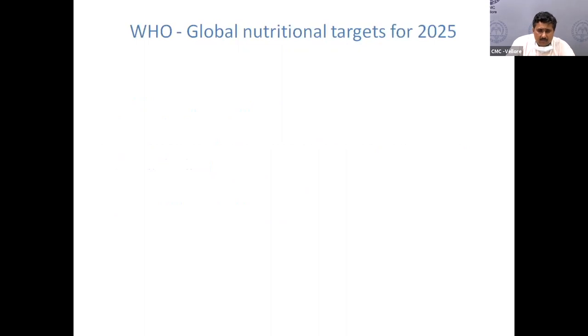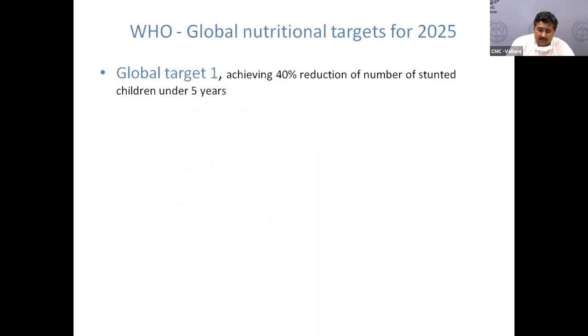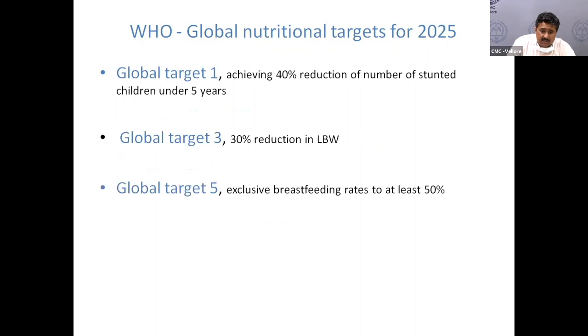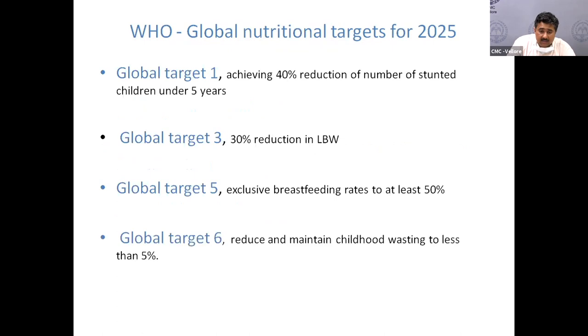So we're talking about global nutrition targets, which is for 2025. They are targeting a 40% reduction in the number of stunted children under 5. I have various interventions for it. 30% reduction in low birth weight was another target. Exclusive breastfeeding rates to at least 50%. Reducing and maintaining child wasting to less than 5%. These are some of the many global nutritional targets.